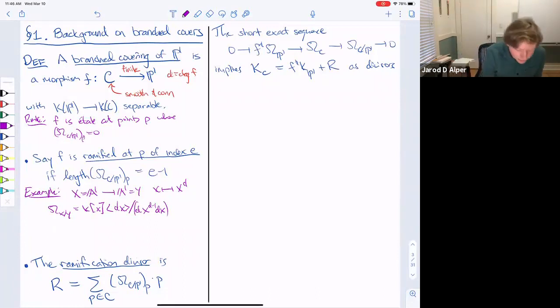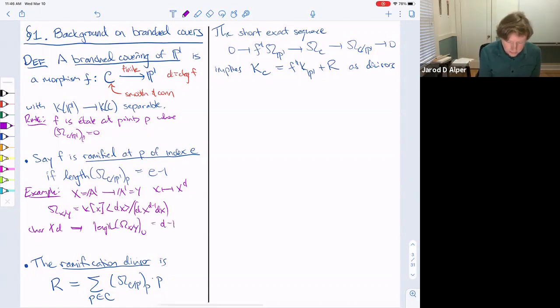And you see, if the characteristic doesn't divide d, then the length at the origin is precisely d minus 1. So this would have ramification index d. But note that in certain characteristics, this is like the Frobenius map, and it's not tamely ramified.